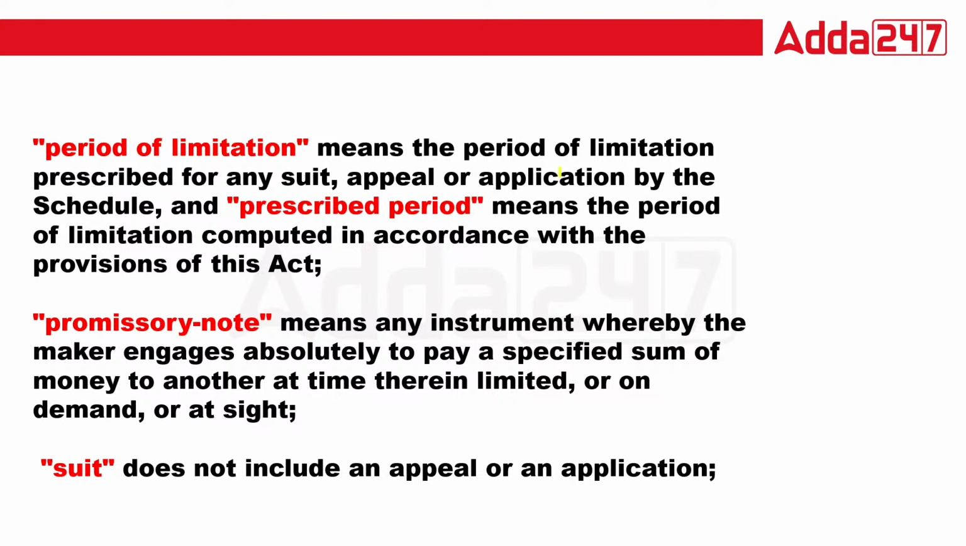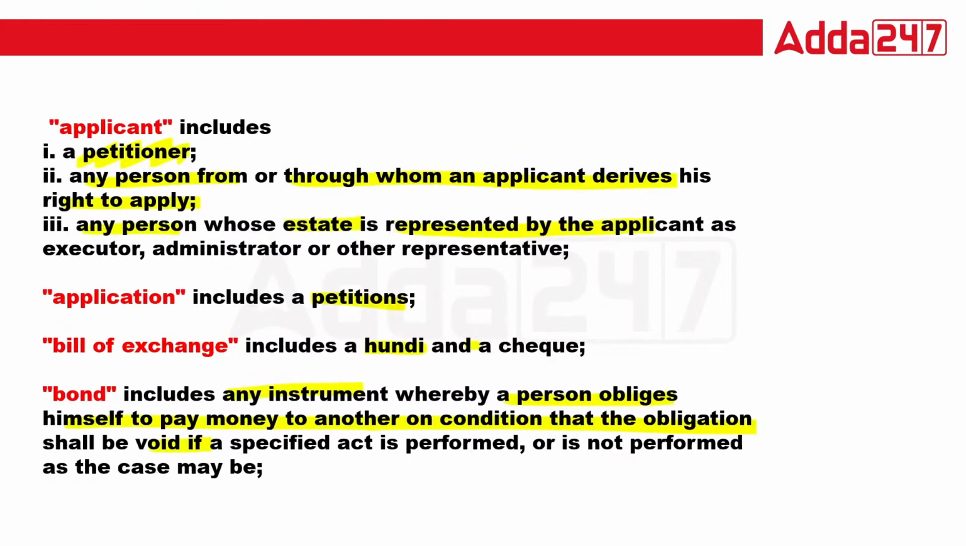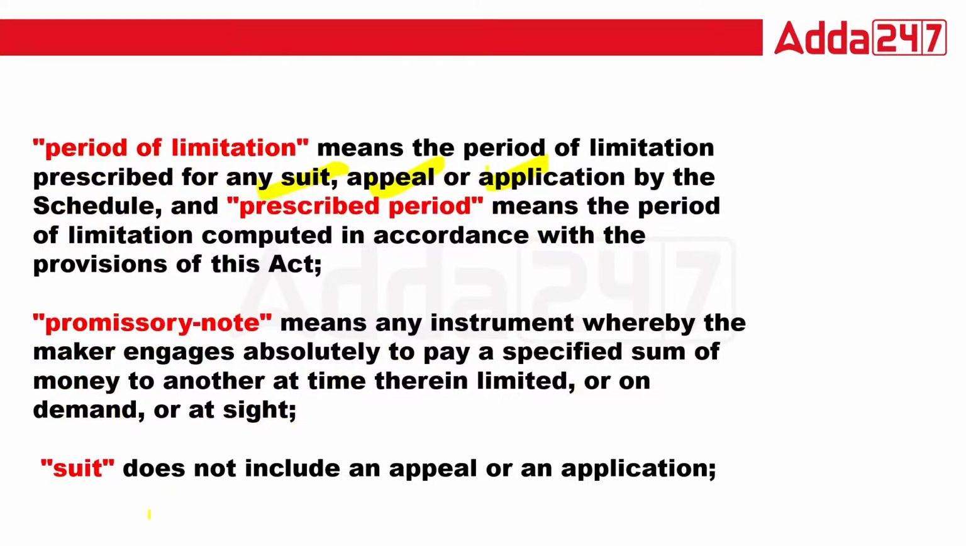Period of limitation is prescribed for any suit, appeal, application. So in this Act, nothing else is important; I just learned this word, period of limitation. What is a promissory note? We have done that in the NI Act. Suit does not include appeal and application. That word is important.